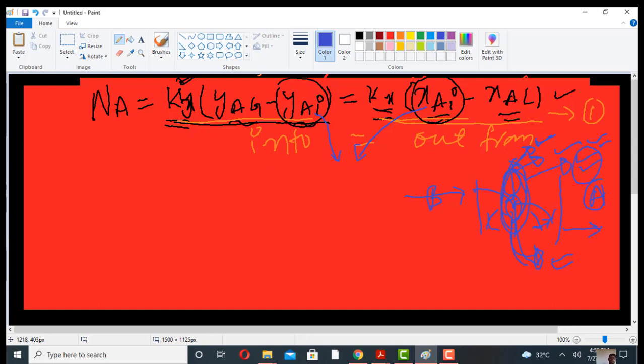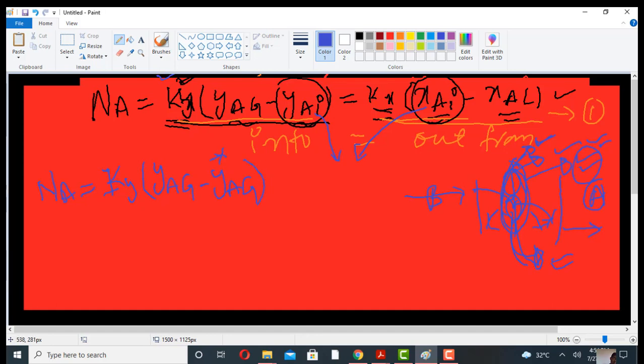So we will use the overall mass transfer coefficient and the equilibrium concentration to simplify our study. So NA is equal to Ky, the overall mass transfer coefficient on gas phase basis, times (yAG minus yA star).